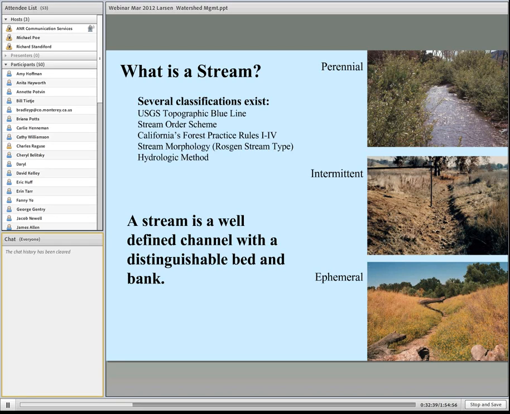Perennial being that it runs year-round. Intermittent being that it will begin in the rainy part of the season and then end sometime into the late spring or early summer. Or ephemeral, where it only runs in response to a large storm. However you decide to look at this issue of what is a stream, probably the best way is to simply go out and say, does it have a defined channel and a distinguishable bed? And if it does, it probably falls under some rule or some regulation.